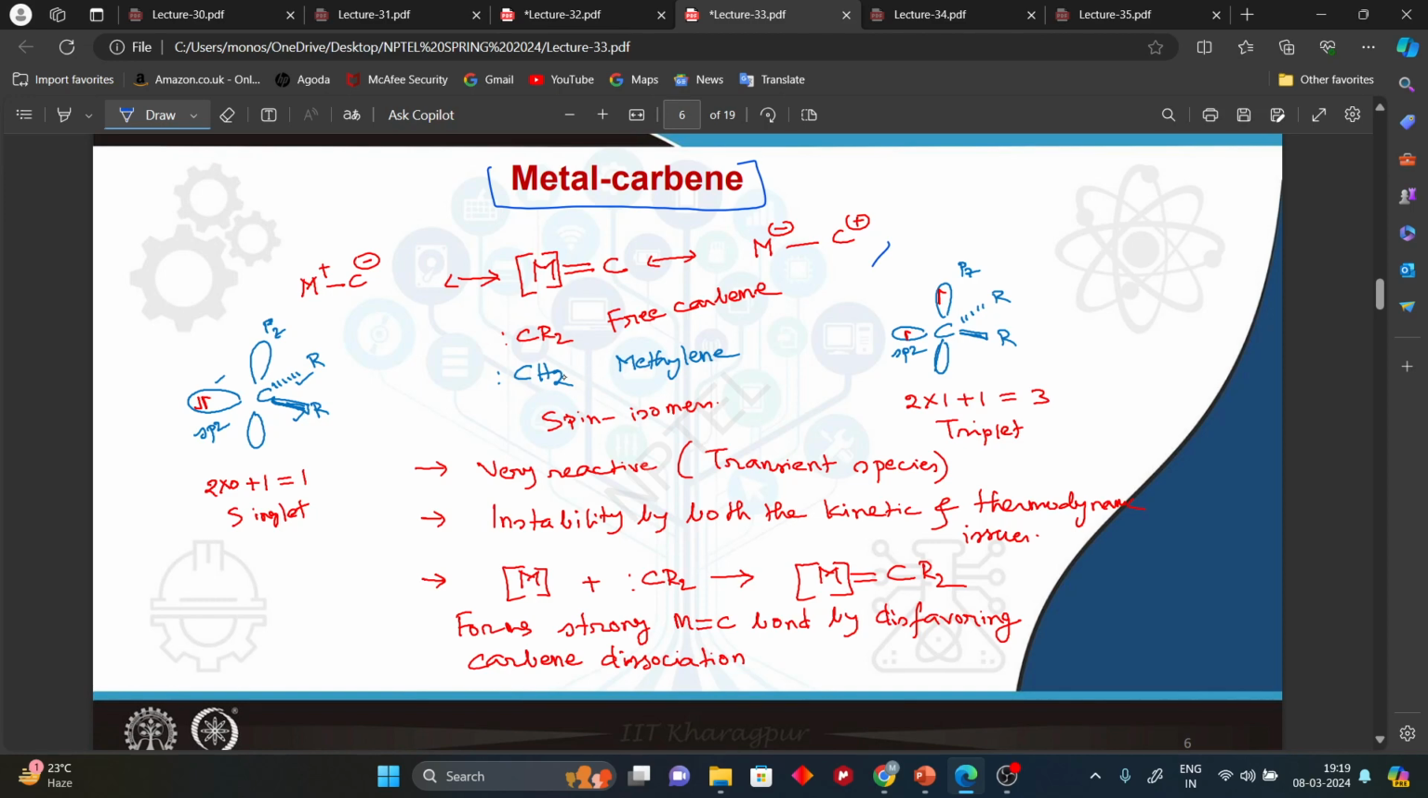Generally, it is considered active. They are very reactive and transient species, the metal carbides, and their instability, both kinetic and thermodynamic, is obviously there, and they form a strong bond with that kind of metal. That gives a little bit of stabilization of your carbon units, as they are very reactive and transient. So by touching with metals, you can have some amount of stability.